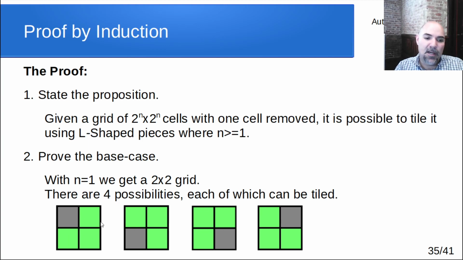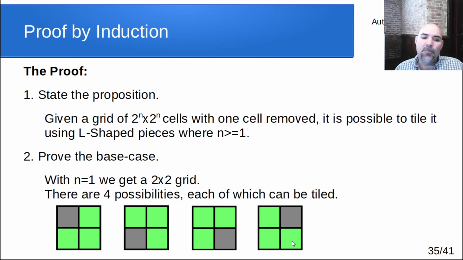And notice we could tile each one of those. If we take out the upper left one, we just put the L-shaped piece there. If we take out the lower left one, we put the L-shaped piece there. Lower right looks like this. Upper right looks like that. So we've now proven for the base case with n equal 1 that all of the boards could be tiled with that.